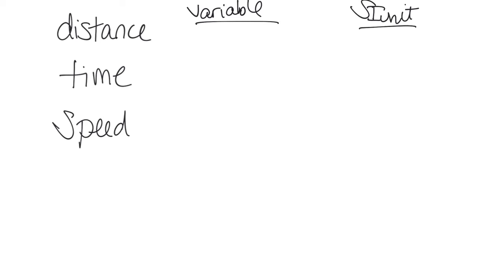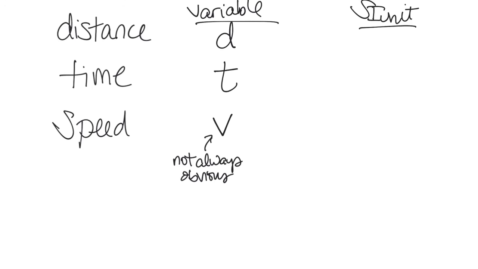So remember, the variable is the symbol that replaces it. So for distance, it's D. For time, it's T. And do you remember what I said speed was? It was V. Okay, so what this is showing you is that, right, the variables are not always obvious, okay? So it's important that we learn the common variables because it's like a language to physicists. So it's important that we use a common language.